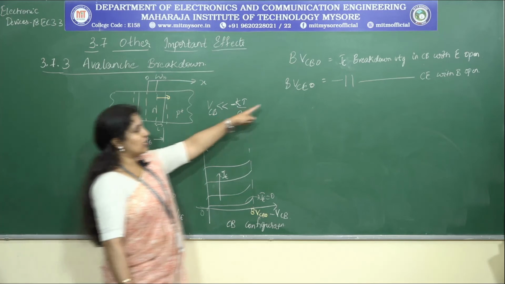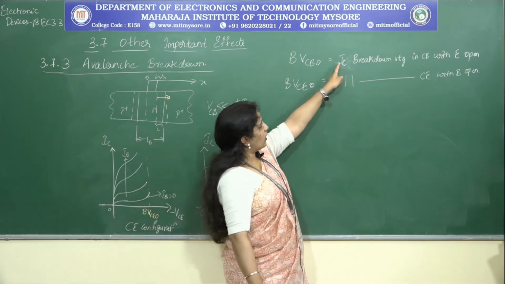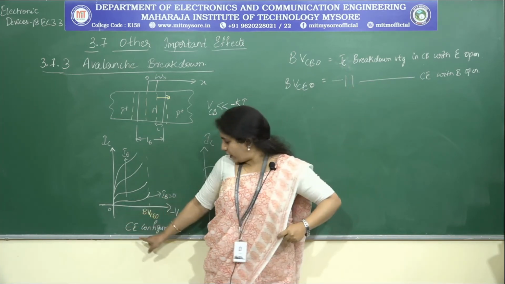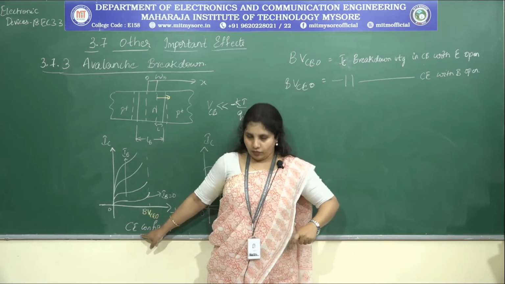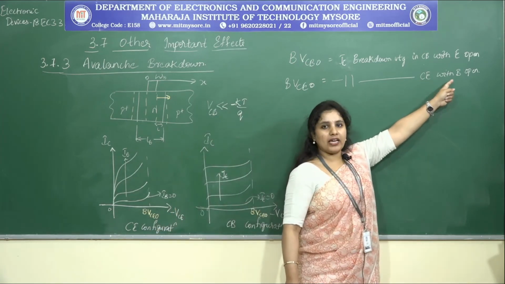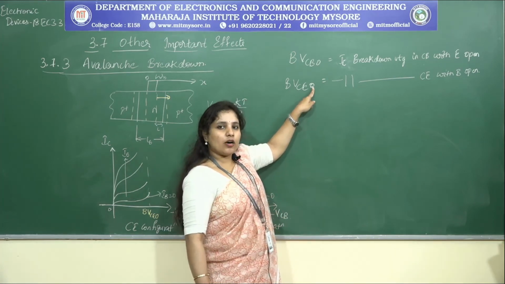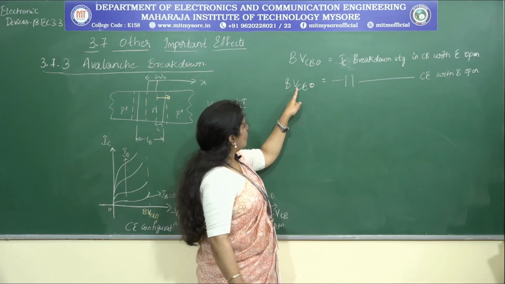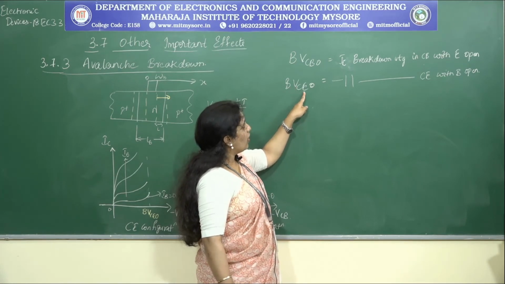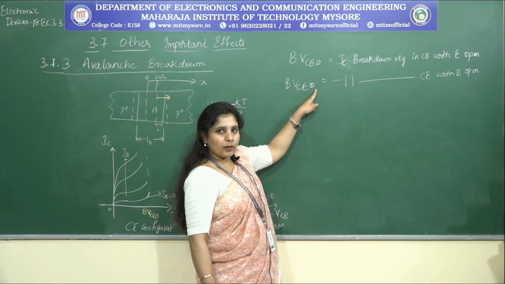Now what does this BVCEO indicate? It is the collector junction breakdown voltage, which is seen in which configuration? The common emitter configuration, by keeping which terminal open? The base terminal is open, and this O here indicates the base terminal being open. This is the breakdown voltage observed in the common emitter configuration with the base being open.